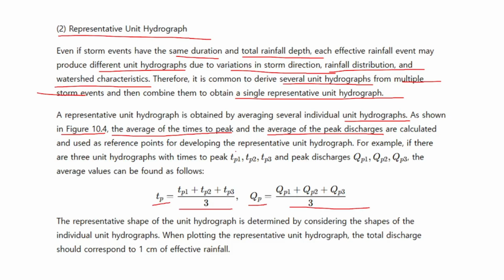For example, if there are 3 unit hydrographs with times to peak and peak discharges, the average values can be found using these equations. So we're getting the average T sub P and the average Q sub P. And then the representative shape of the unit hydrograph is determined by considering the shapes of the individual unit hydrographs. When plotting the representative unit hydrograph, the total discharge should correspond to 1 centimeter of effective rainfall. This is easy to understand if you look at a figure.